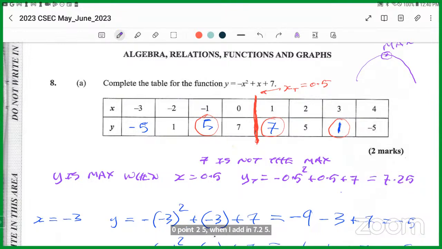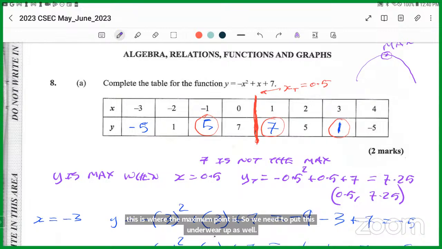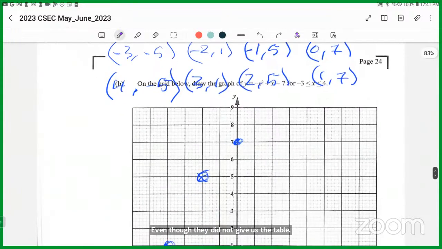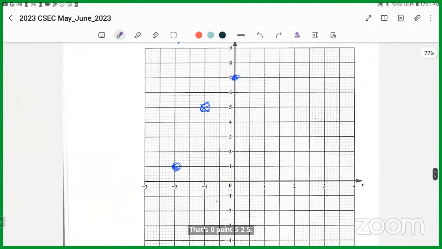So the maximum point is (0.5, 7.25), where 0.5 is the x value on this axis. So 7.25 is the maximum value, and this is where the maximum point is. We need to put this on the graph as well, even though they did not give it to us in the table. All right, (0.5, 7.25).